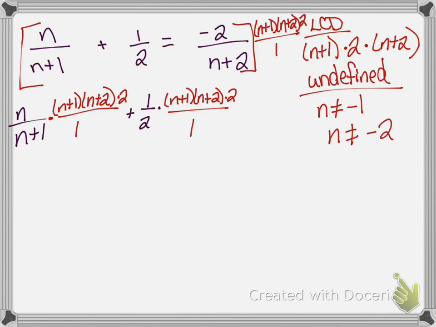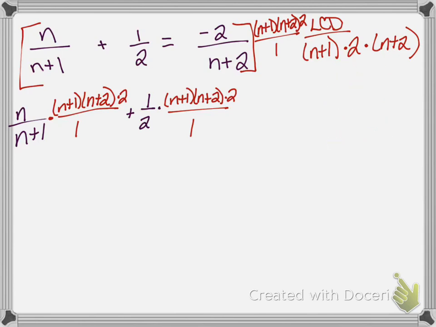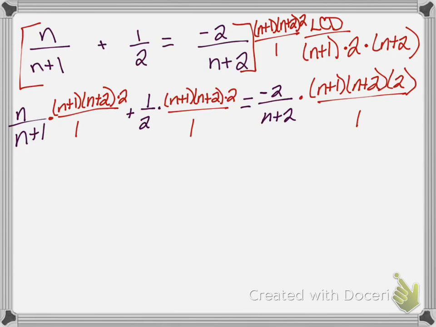Okay, I'm going to erase my undefined values, but you guys keep a note. Make note of them. Make sure you got them. Equals -2 over n plus 2 times n plus 1 times n plus 2 times 2. Okay? So my first one, n plus 1 and n plus 1.